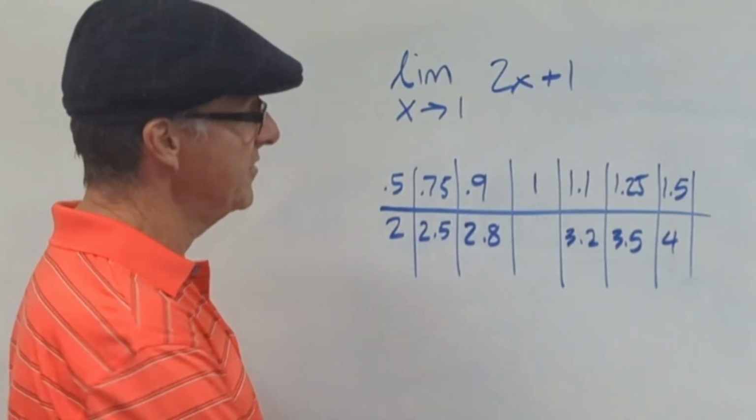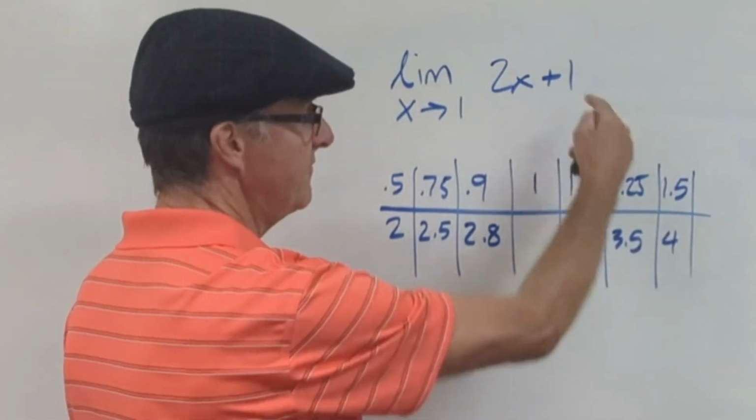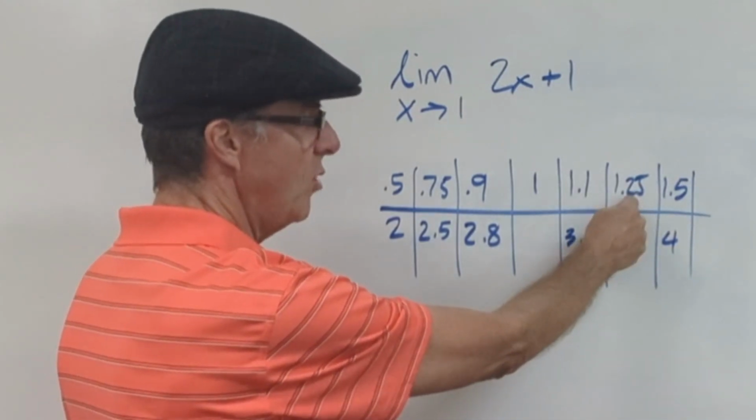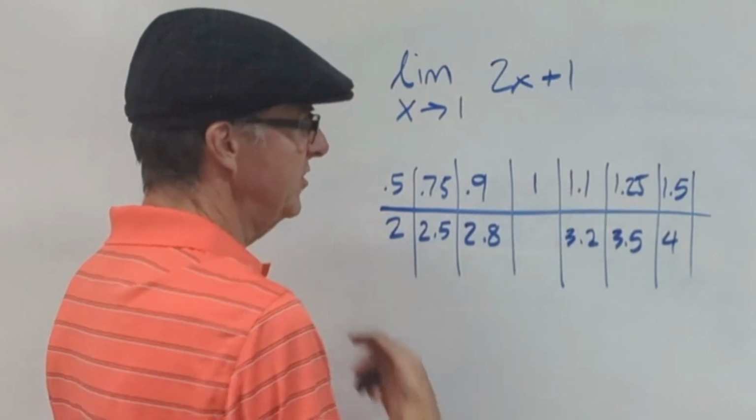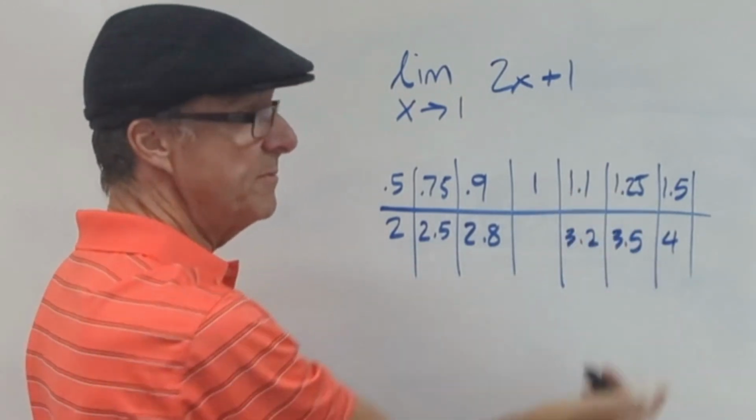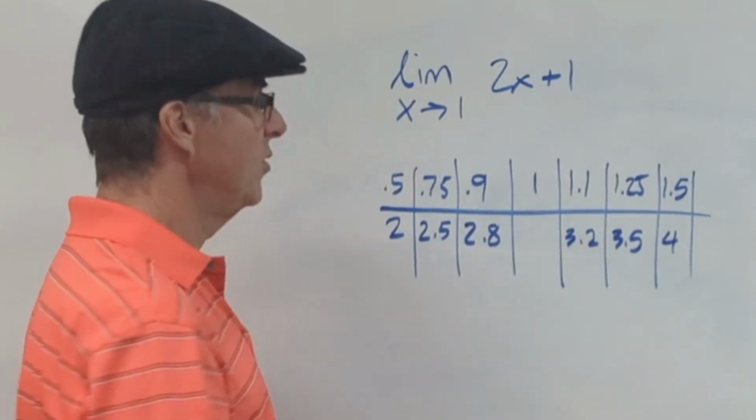Now check it out from the other side. If I put 1.5 into my function, I get 4 out. If I put 1.25, so I'm getting smaller, I'm decreasing to get closer and closer to 1, 1.25 gives me 3.5. 1.1 gives me 3.2.